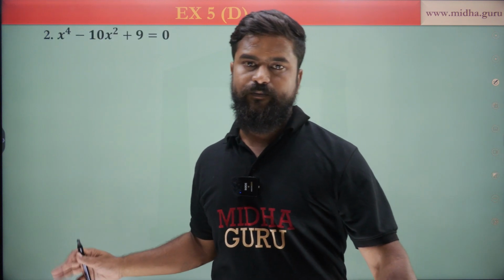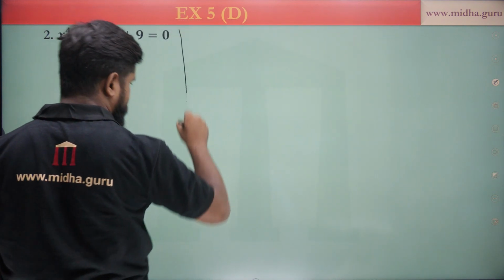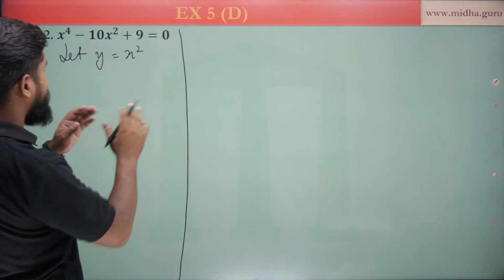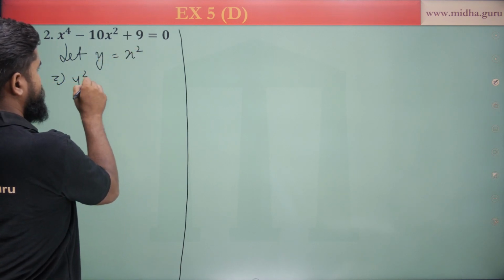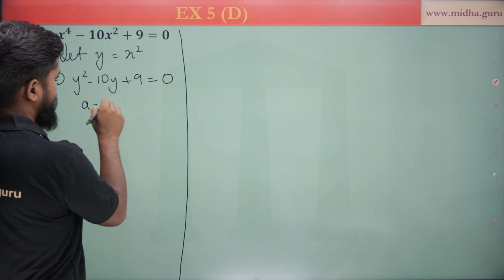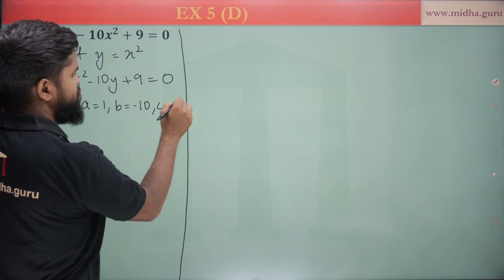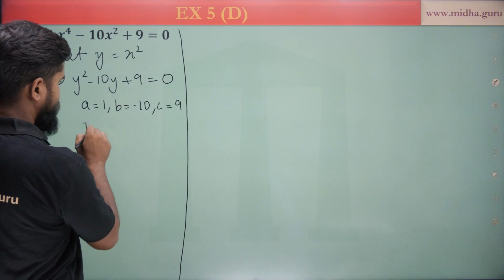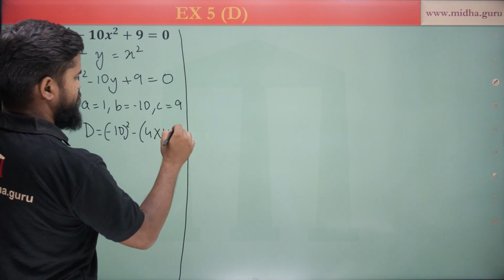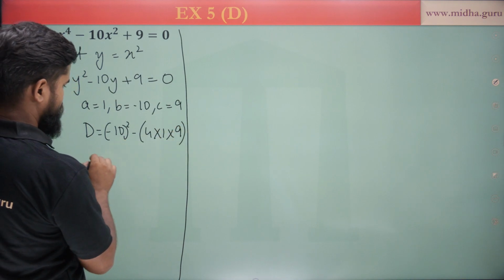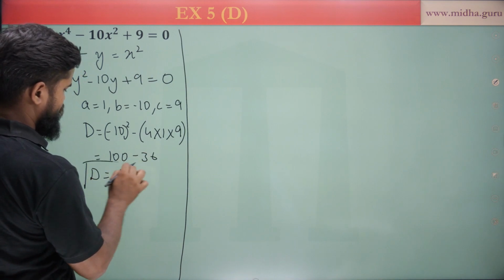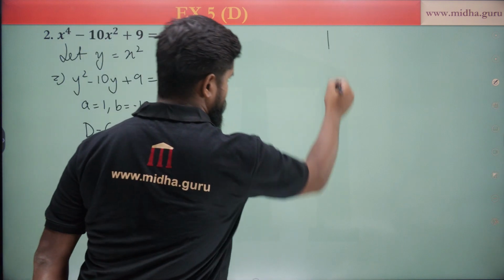Next equation is quite similar. So again we will say let y is equal to x^2. So x^2 into x^2 is x^4. So we will say y^2 minus 10y plus 9 is equal to 0. So a is equal to 1, b is equal to minus 10, c is equal to 9. Now the discriminant will be (minus 10) squared minus 4 times 1 times 9. So we have 100 minus 36, which is equal to 64. So the discriminant is equal to 64.